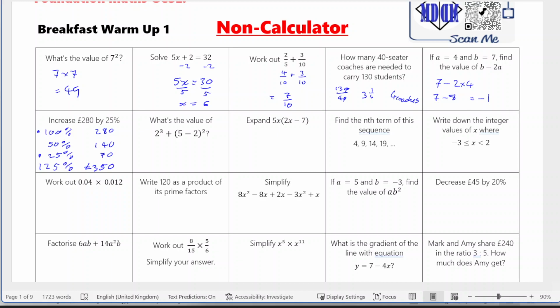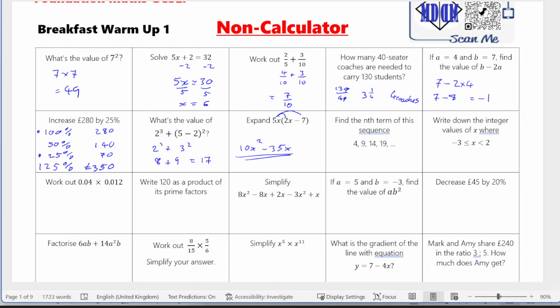Okay, what's the value of 2 cubed plus the bracket 5 minus 2 squared? So I'm going to, in effect, do the bracket first of all. So I'm going to treat this as 2 cubed plus 3 squared. And then 2 cubed plus 3 squared is going to be equal to 8 plus 9, which is going to give me 17. So expand, we are looking to get rid of the bracket, so 5x times 2x would give us 10x squared, and then 5x times minus 7 would give us minus 35x. And I've missed a squared off there. There we go.